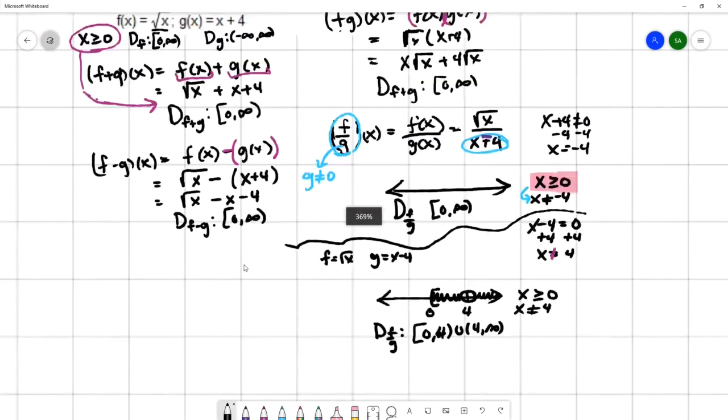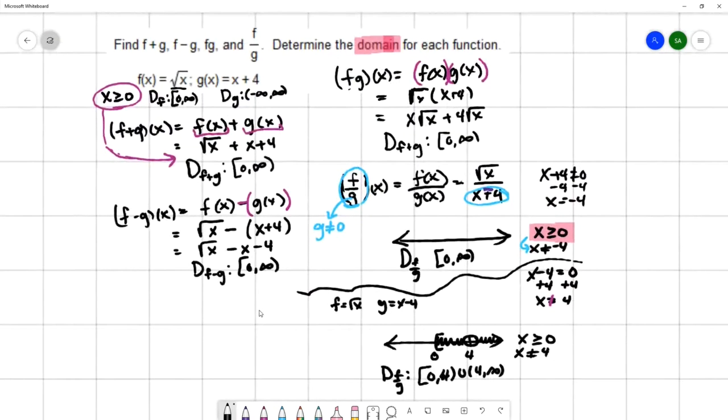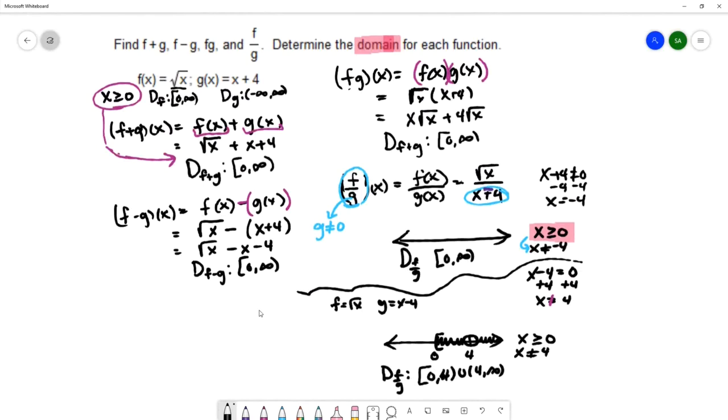Let me zoom out so you can see the whole thing. And remember down here, this is our hypothetical example.